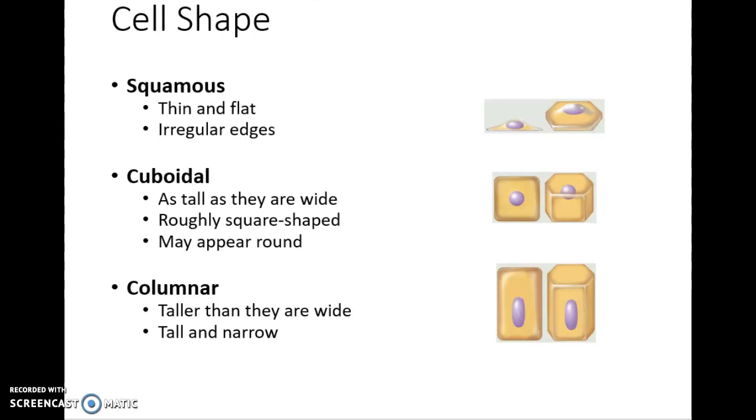So when we talk about cell shape, we have squamous, which are thin and flat with irregular edges. Cuboidal, they are as tall as they are wide, and they are roughly square-shaped. They may not always be exactly square-shaped, or they may appear round. Columnar, they are taller than they are wide, and they can be tall and narrow.